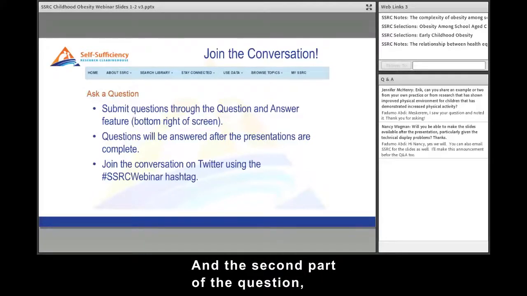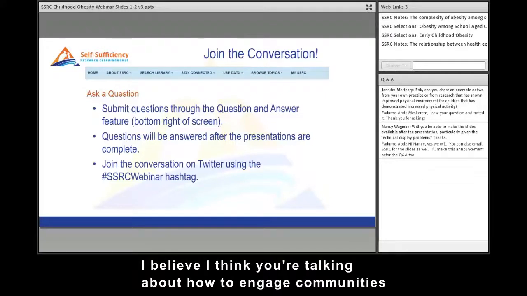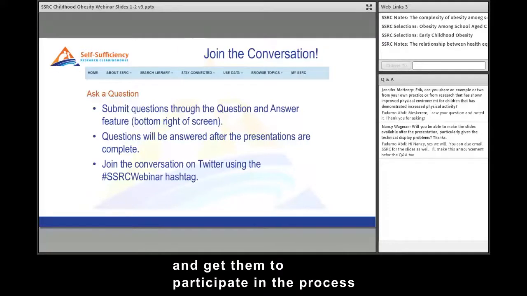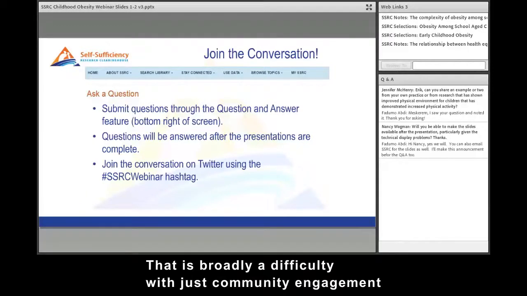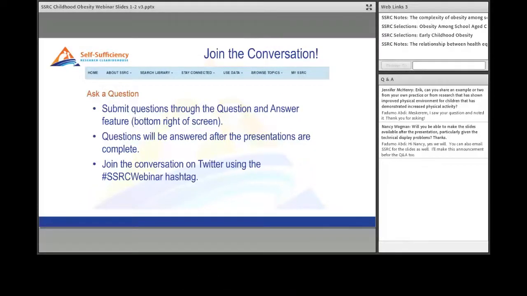And the second part of the question, which was how to get communities to participate. I think you're talking about how to engage communities and get them to participate in the process of community improvement. That is broadly a difficulty with community engagement in any kind of policy process: political engagement, civic engagement. And it's a two-way street.